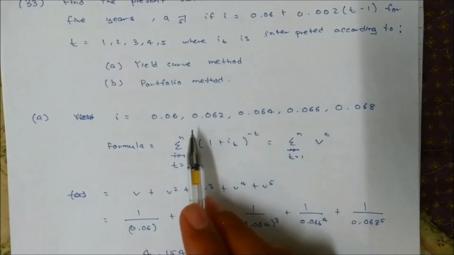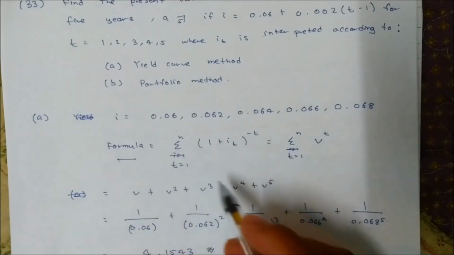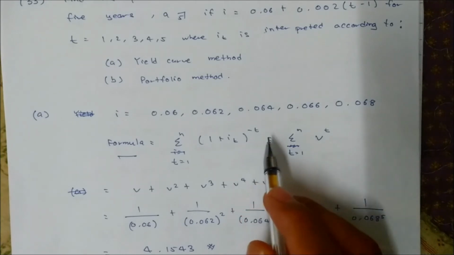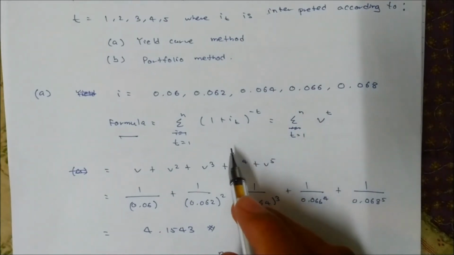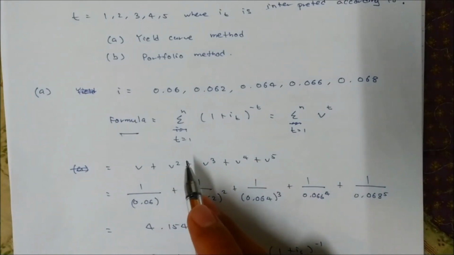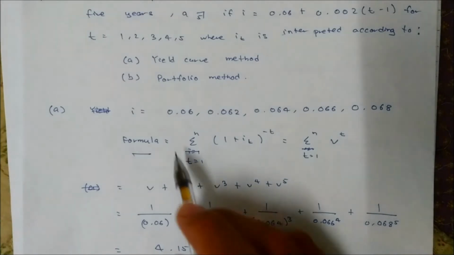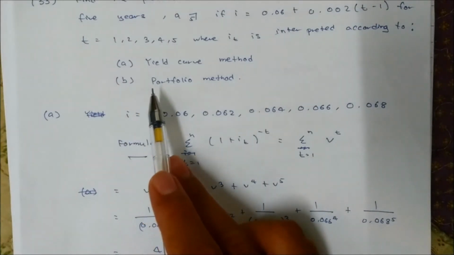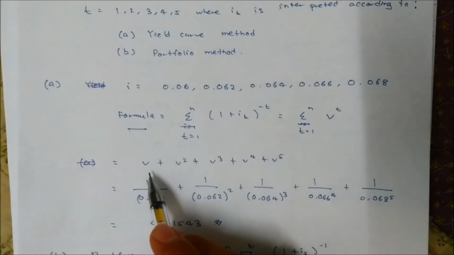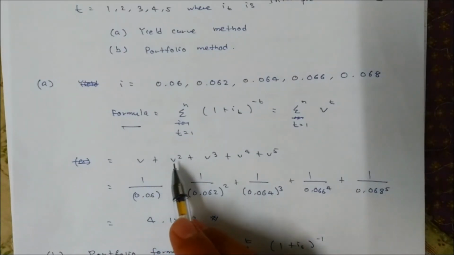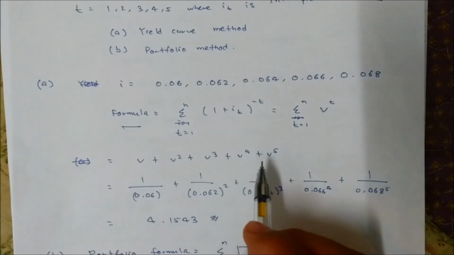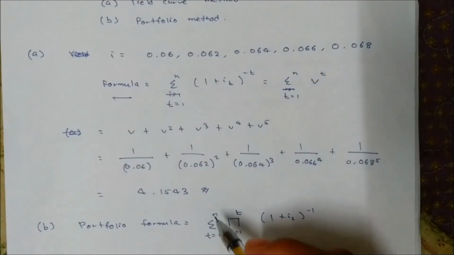So first, for the yield curve method, the formula is going to be the summation of (1 + i_k) to the power of negative k, or we can denote the term as v. Since there are only 5 periods here, which is 1, 2, 3, 4, and 5, the summation is going to be v plus v to the power of 2 plus v to the power of 3 plus v to the power of 4 plus v to the power of 5.